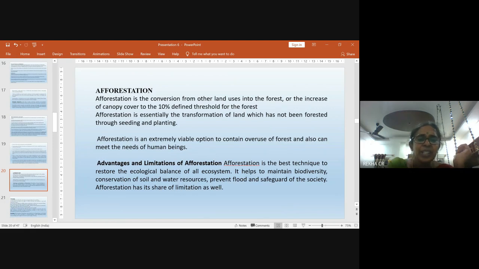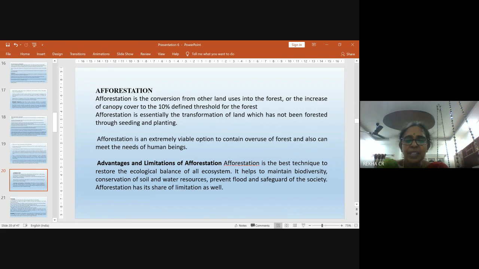So afforestation is the conversion from other land uses into the forest to increase the canopy cover to 10%, the defined threshold for the forest. It is essentially the transformation of land which has not been forested earlier through seeding and planting. So afforestation is extremely a viable option to discontinue the overuse of forest, and also it can meet the needs of human beings. So what are the advantages and limitations of afforestation?